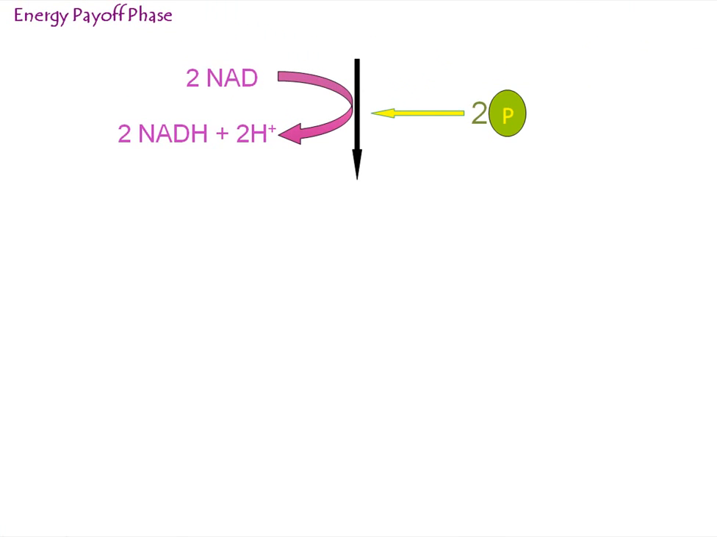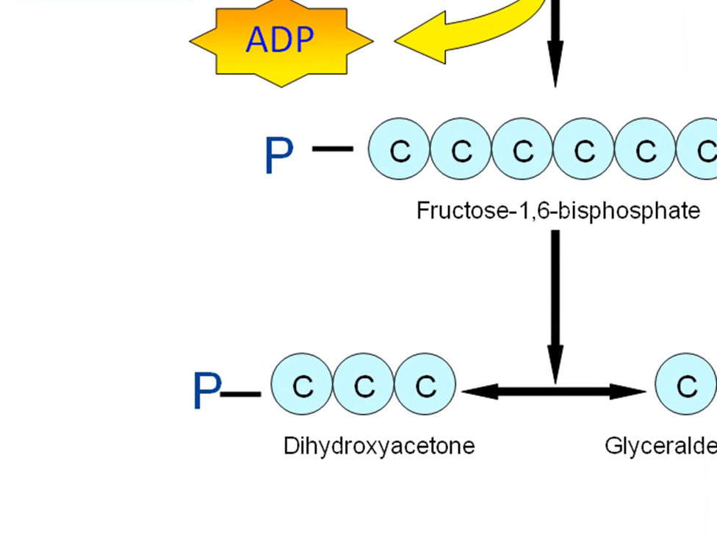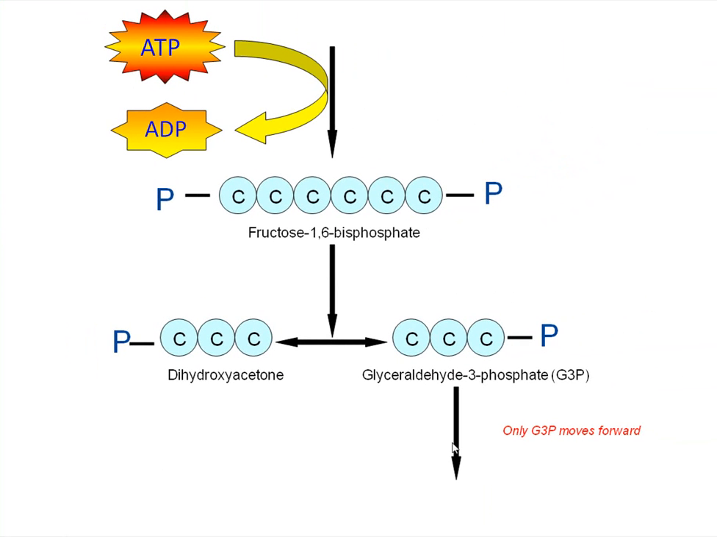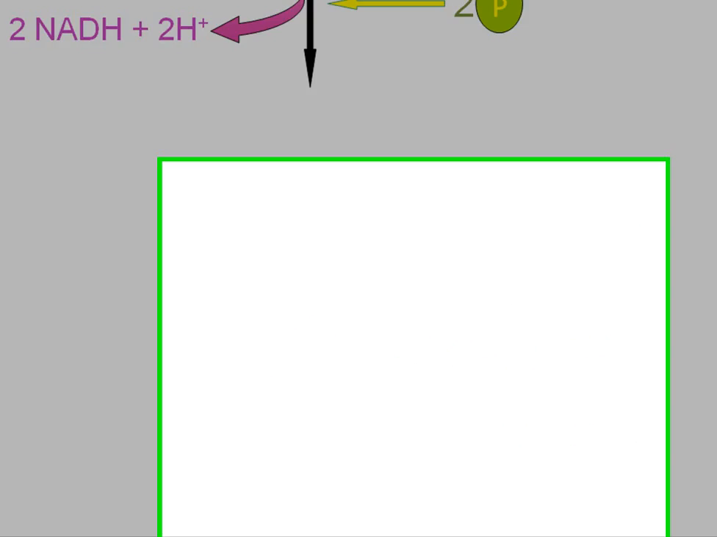We have glyceraldehyde 3-phosphates moving forward. What will happen is an NAD plus will be reduced to NADH plus H plus. But since there are 2 glyceraldehyde phosphates possible, if we look back here, remember we have 2 3-carbon sugars. Only glyceraldehyde 3-phosphate will move forward, and so we actually have 2 of them moving forward. So in this energy payoff phase, we're going to reduce 2 NAD pluses to 2 NADH plus 2 H plus.